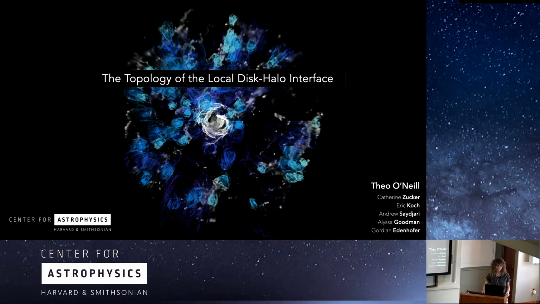And hi, everyone. So I'm Theo O'Neill. I'm a second-year PhD student here at the CFA, and I actually mainly work on ISM science in our own solar neighborhood. So what I'll be talking about today is a new method that I've been working on developing to characterize the topology of very local structures in our own solar neighborhood that may be contributing to the disk halo interface relevant to the CGM.